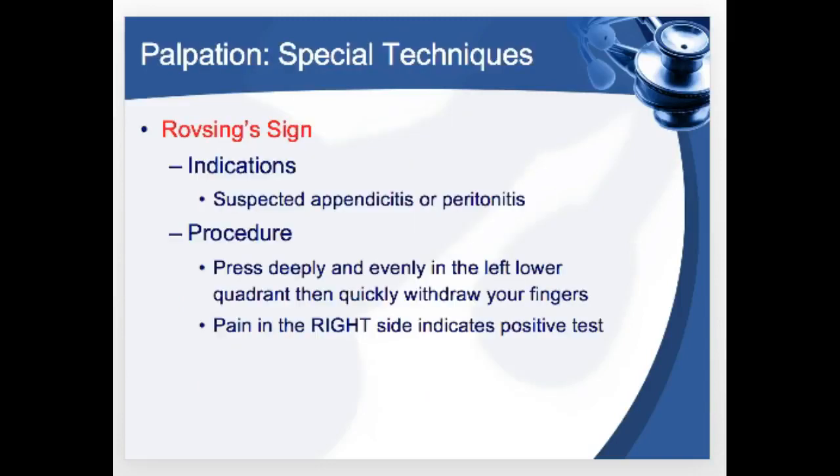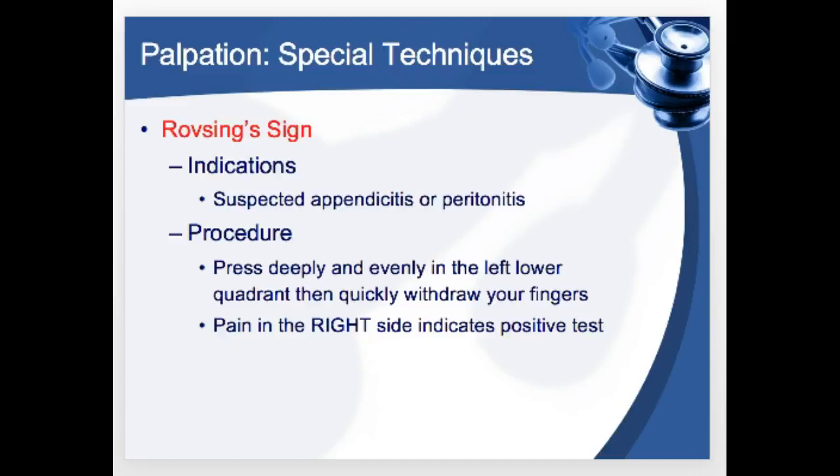Rovsing sign is a test for suspected appendicitis or peritonitis. You press deeply and evenly in the lower quadrant and then quickly withdraw your fingers, which is sort of like a rebound test, right? If you have pain in the right side when you're pressing in the left side, then that's a positive test. So you're basically testing for rebound tenderness in the left side of the lower abdomen.